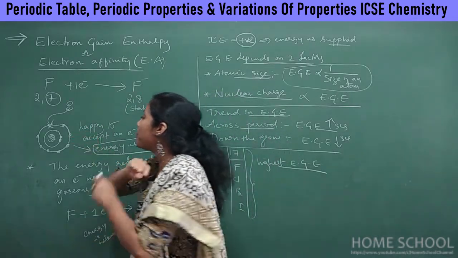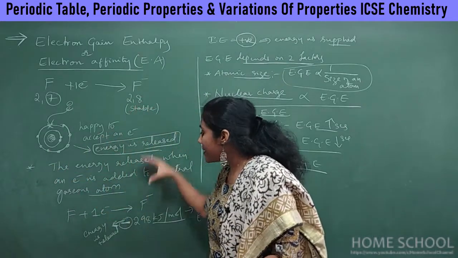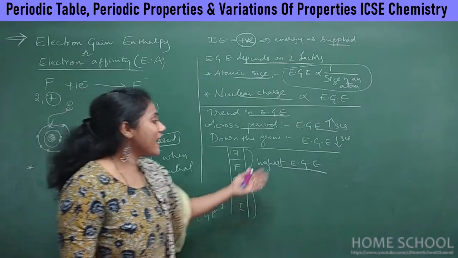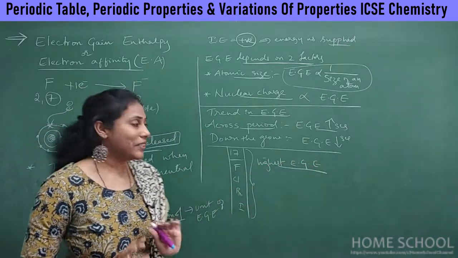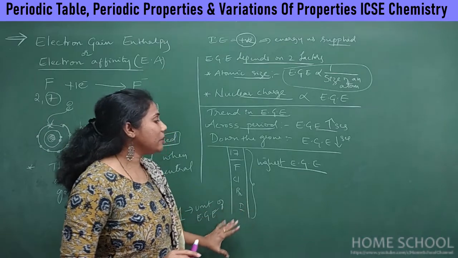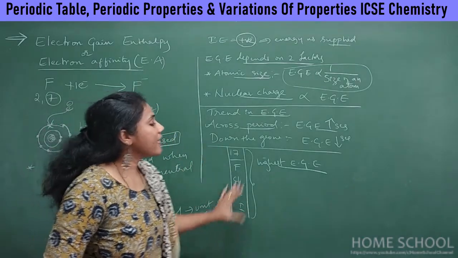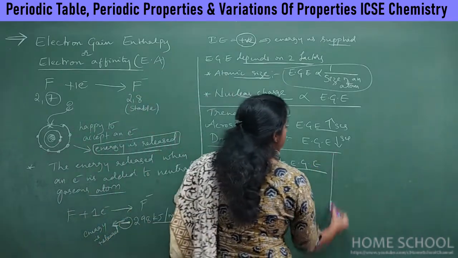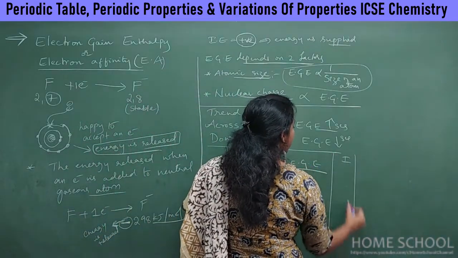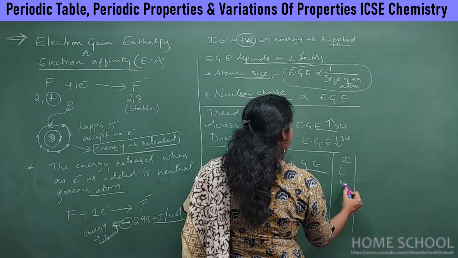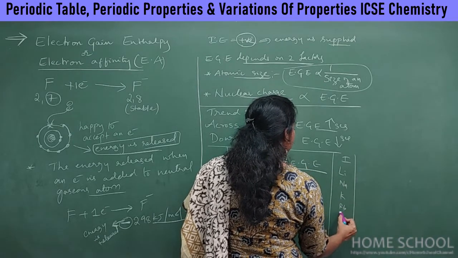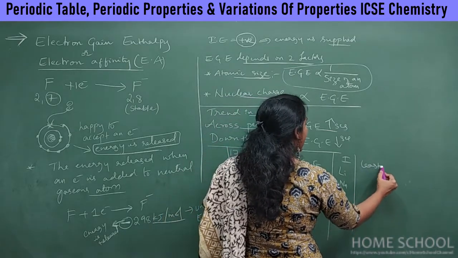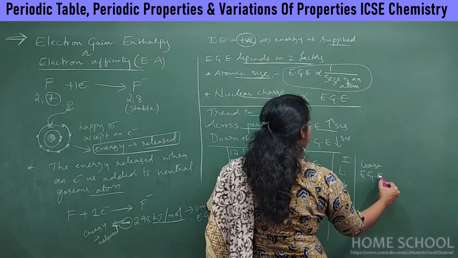So the atom feels more happy and it releases more amount of energy. More amount of energy released means highest electron gain enthalpy, right? So this is a very important point. 17th group elements have the highest electron gain enthalpy. Okay, and then first group elements. What are the first group elements? Lithium, sodium, potassium, rubidium, cesium. So these guys have the least electron gain enthalpy. This is a very important point.